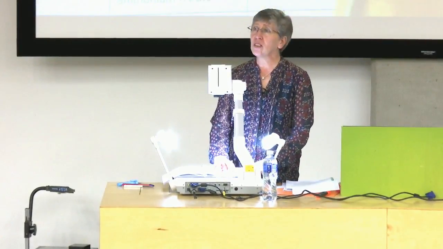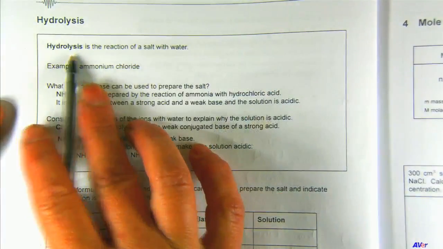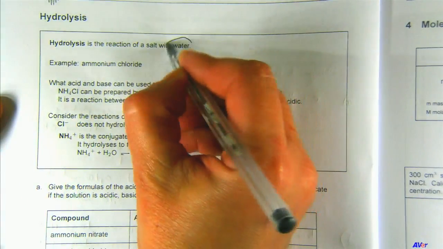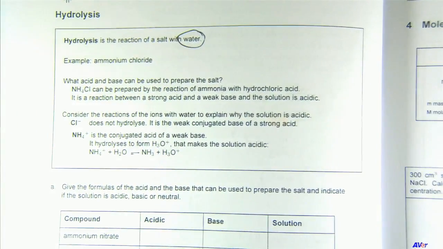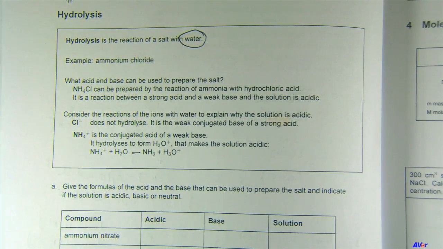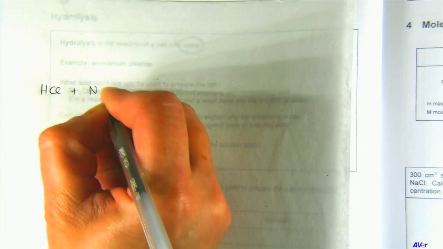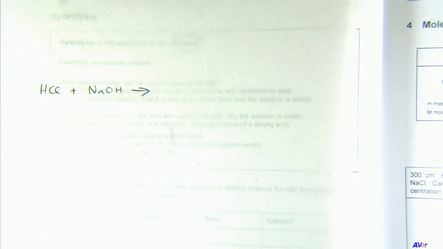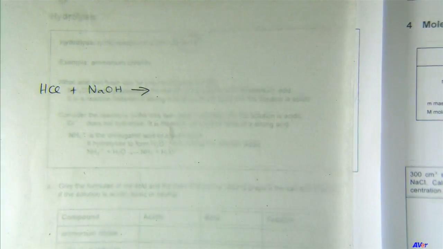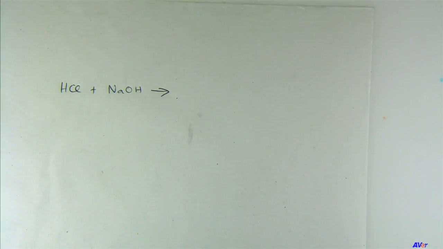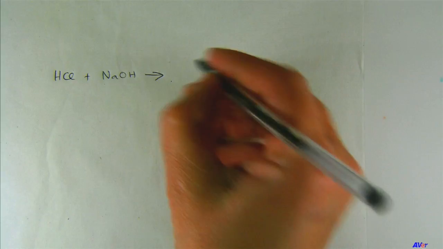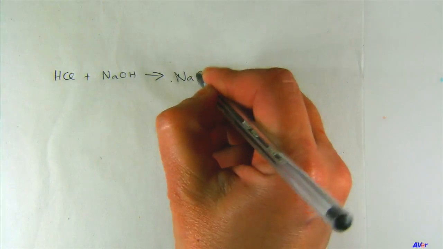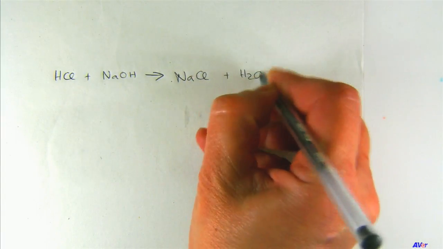So we always start off with the definition. Hydrolysis is a reaction of a salt with water. So it is when you put something into water. Now, say for instance you start with HCl and you put NaOH there. What will the products be? HCl, NaOH. Products will be sodium chloride and water.